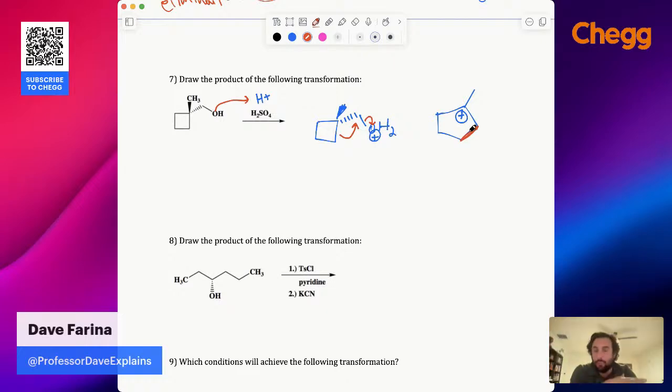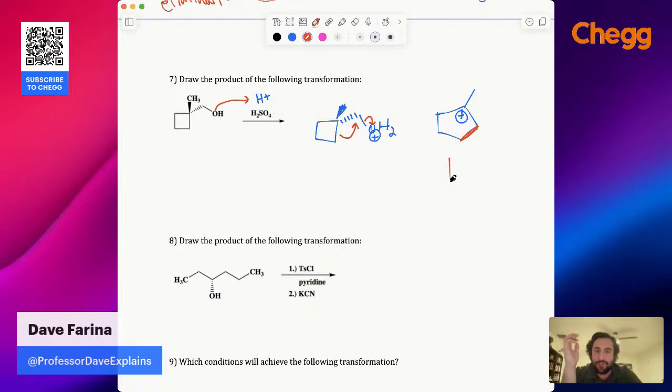So the leaving group was kicked off, but a lot of good things happened, right? Number one, we went from a four-membered ring to a five-membered ring, which is much more energetically favorable. And we got a tertiary carbocation instead of what would have been a primary carbocation. If water left, we're not going to get the primary, but we can get a tertiary, right?